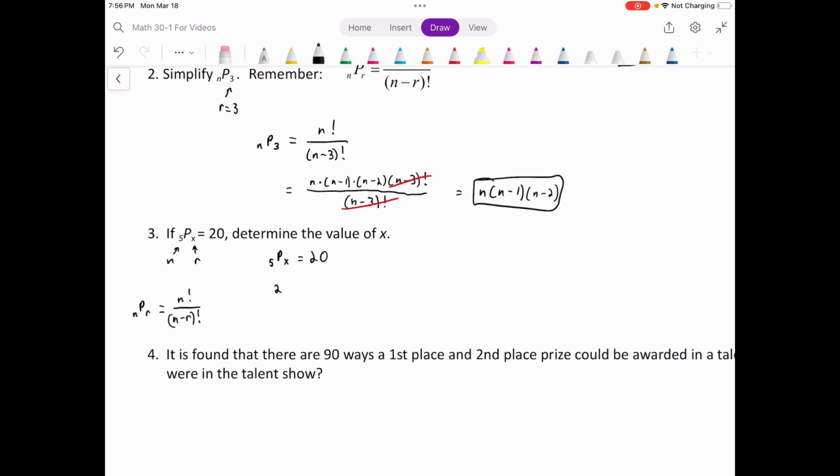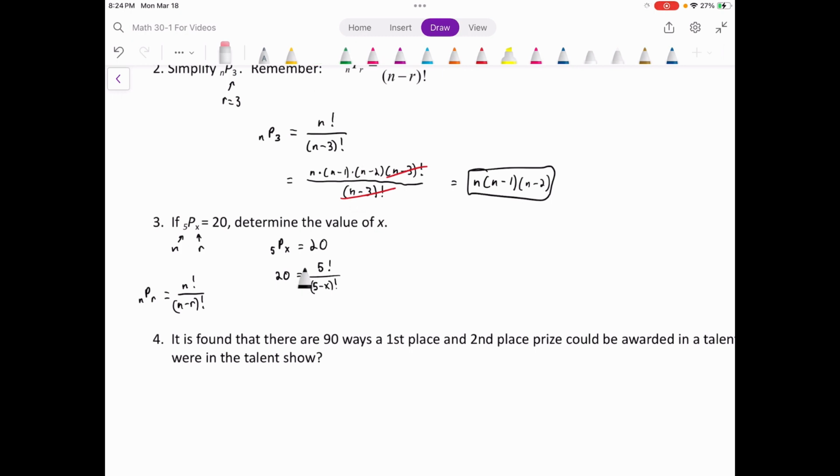Right? So 20 is equal to 5 factorial over 5 minus x factorial. Now we've got to figure out a way to find x. This is going to require a little bit of thinking from us here, right? What do we know? We know that 20 is equal to 5 factorial over 5 minus x factorial. And you can kind of see we're not going to be able to cancel out that factorial in this situation, right? This is not 5 factorial, it's 5 minus some unknown number factorial.